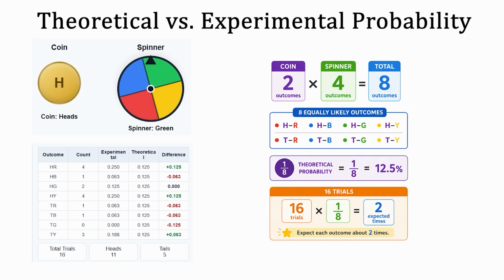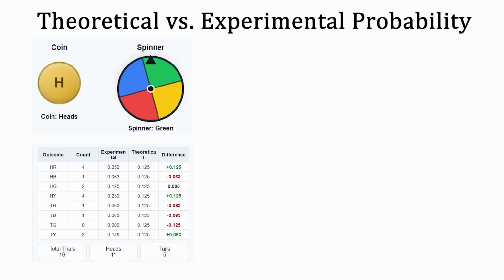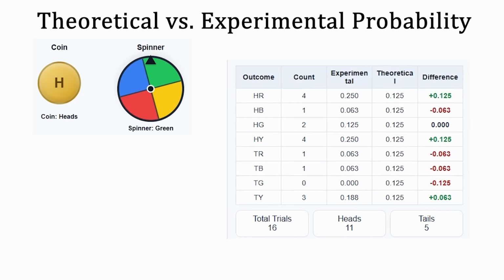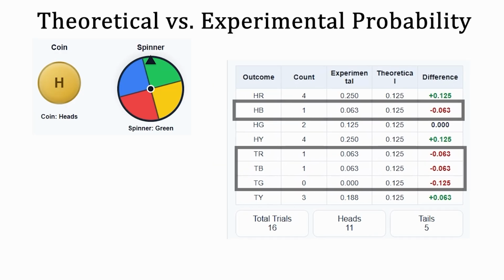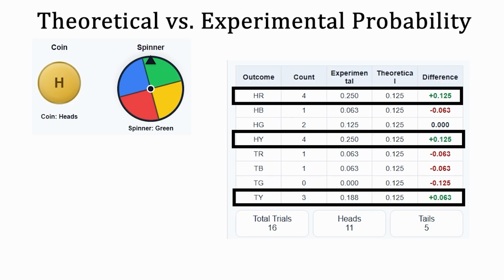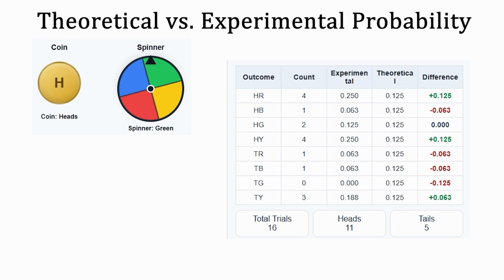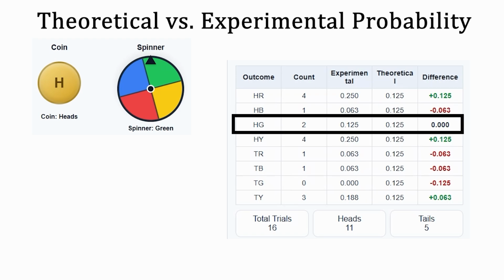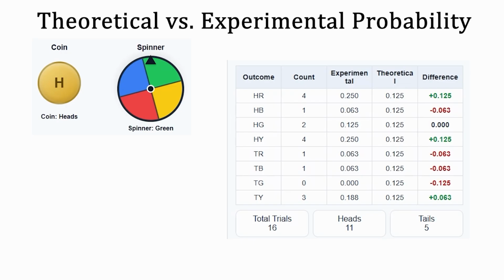Examine the probability table that's shown on the screen. If you take a look at the far right column that's labeled difference, anything in red means that that outcome occurred less than what was expected, and anything in green happened more often than what we expected. And anything that is in black or 0.0 means there's no difference between the theoretical and the experimental probability. The only outcome that occurred exactly what we expected based on the theoretical probability was flipping heads and landing on green. That happened exactly 2 out of 16 times, which is equal to 1/8.